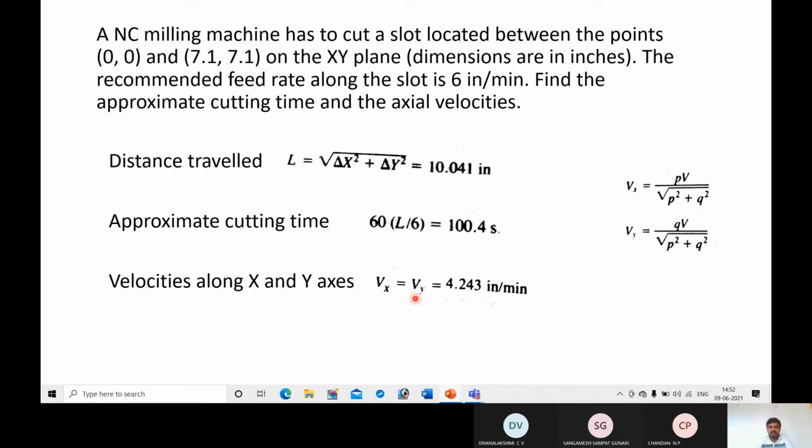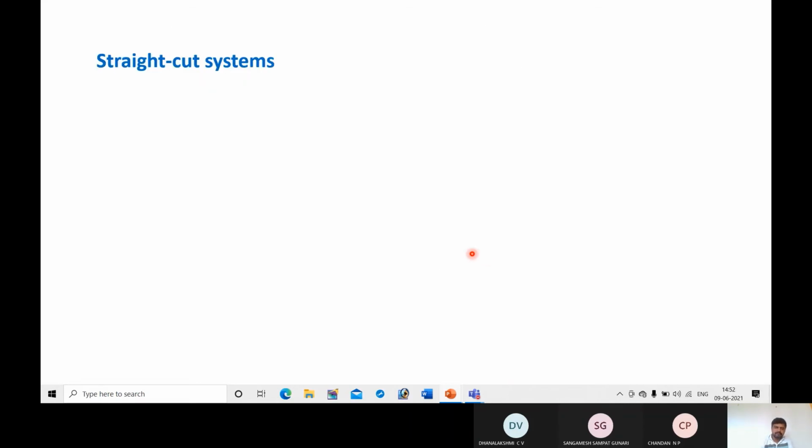Next, for finding axial velocities, you have these two equations. Substitute the values of P, Q and V. P and Q values are the same, 7.1, 7.1. Then the V value is 6 inches. If you substitute that, you get this answer. Since P and Q values are the same, Vx will be equal to Vy, and you will get this value.